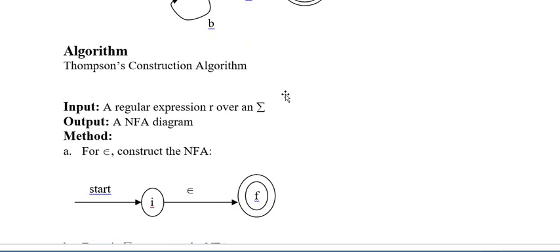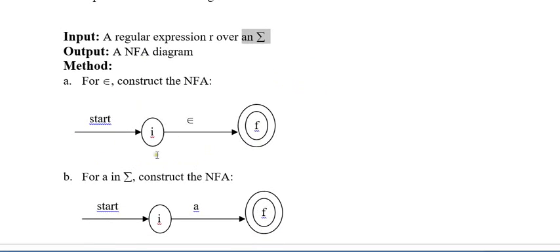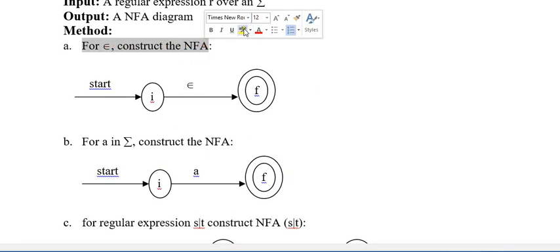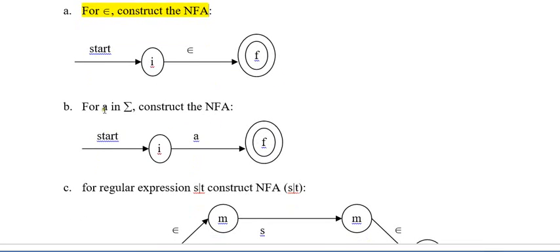Now the algorithm. Here the input is a regular expression over the alphabet denoted by the summation symbol, and the output is an NFA diagram. Here is the diagram for the epsilon state of the NFA. From this NFA we can see that we have a transition for epsilon, and for a symbol A from the summation, the input symbol transfers from the initial state I to the final state F with input A.